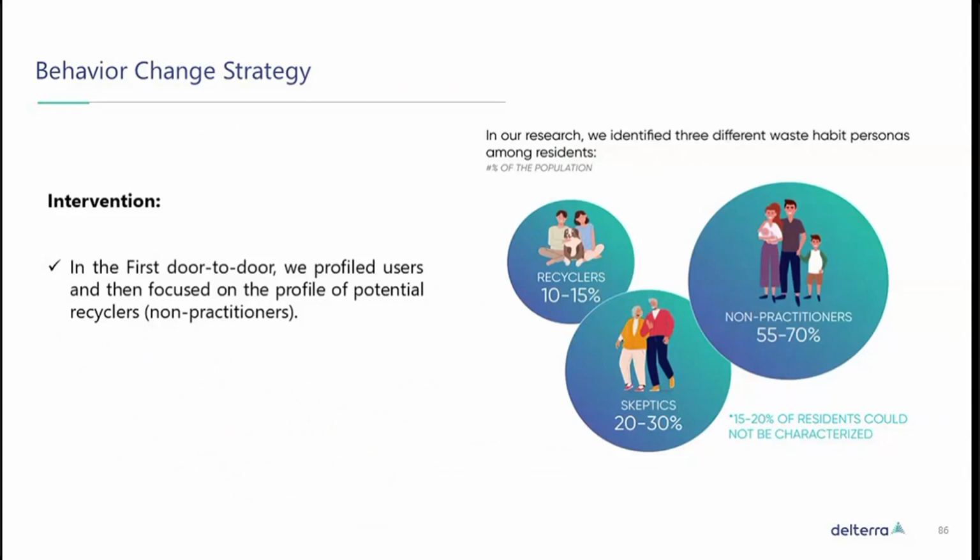When we do that, we also use the door-to-door interventions to do two important things. One, to profile users, because when you're in the city, you have different waste-avid persons. We do that with surveys in the door-to-door activation. And we also use that interaction to understand deeply the barriers, the roots of why people are not separating. So after the first door-to-door, we identified three archetypes of potential recyclers.